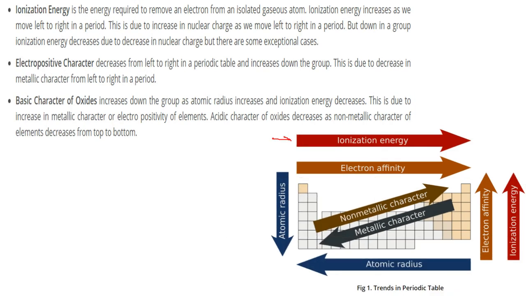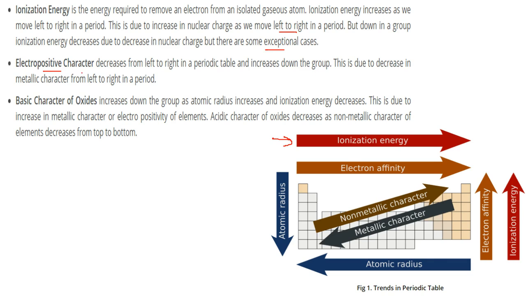The ionization energy is the energy required to remove an electron from an isolated gaseous atom. So ionization energy increases as we move left to right in a period, and why is this happening? Because of the increase in nuclear charge as we move from left to right in a period. But when you come down the group, ionization energy decreases due to the decrease in nuclear charge. But there are certain exceptional cases also.